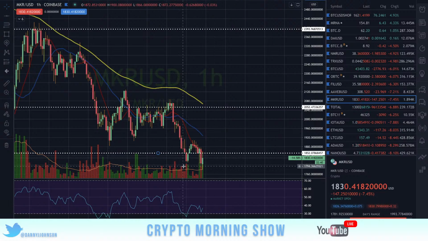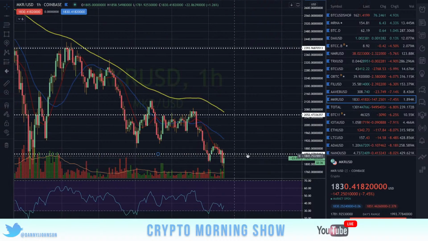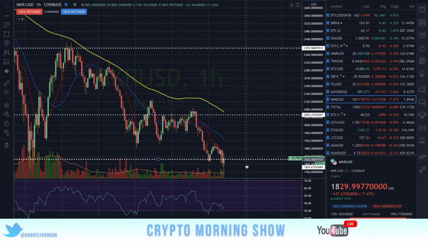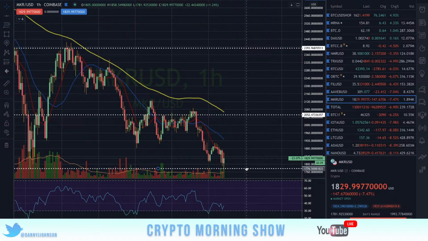You see this support level, we just lost that one past couple of hours, so we're going to have to go over and find, yep, there we go. We just touched down on these two wicks here. Trying to find a bottom with MKR USD. I'm going to actually keep an eye on this one because we may be in bounce territory.